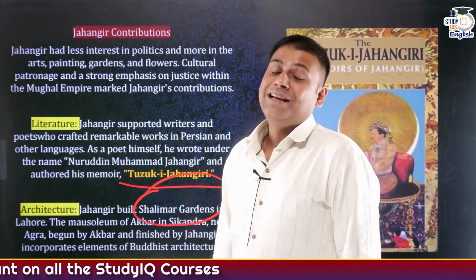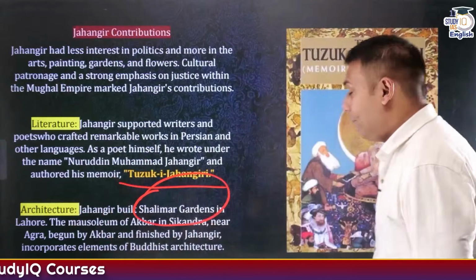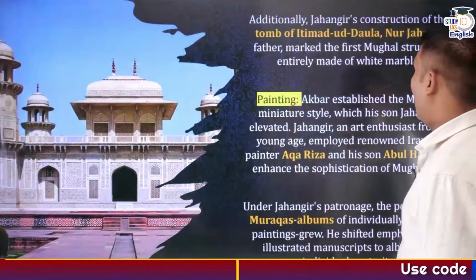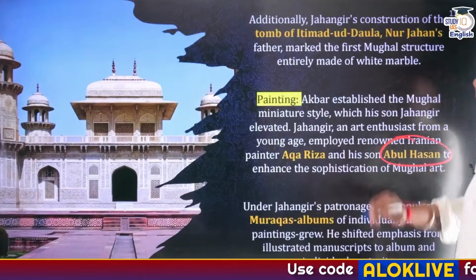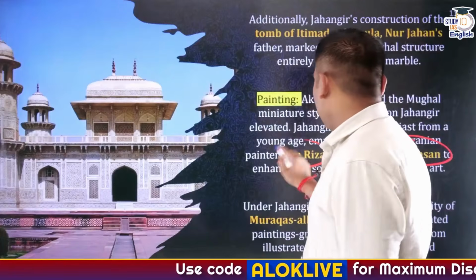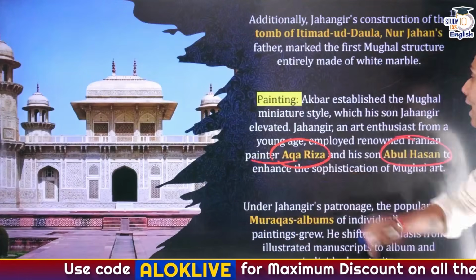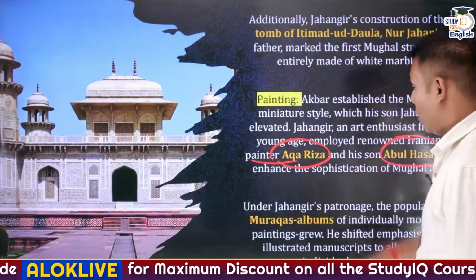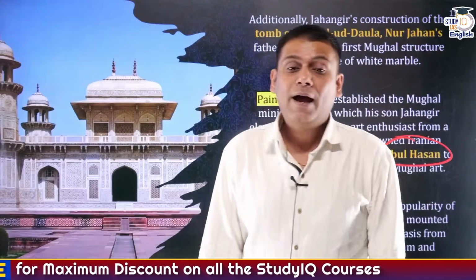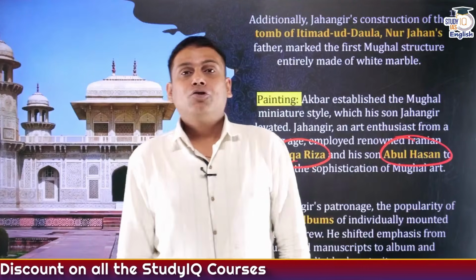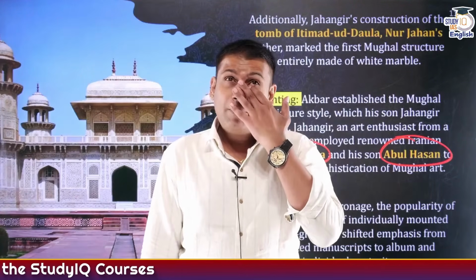He patronized different painters at that time. One among them was Abul Hasan, and Aka Riza. So, one of the painters was Aka Riza and his son Abul Hasan. Both of them were patronized by Jahangir. So, this is nothing but the major part of Jahangir.